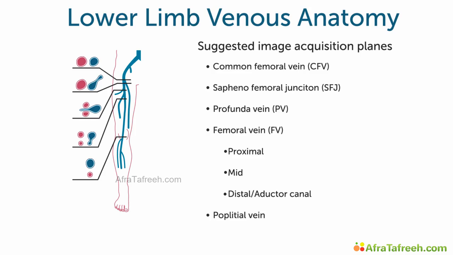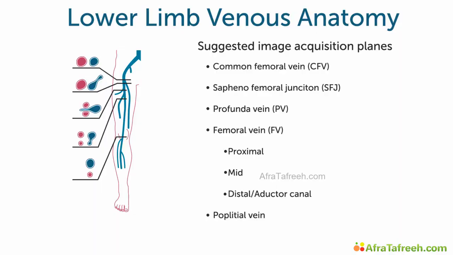The nomenclature of the leg veins changed many years ago so that the superficial femoral vein, which was the deep vein, is now the femoral vein, and the long saphenous vein is now the great saphenous vein. Just be aware that in some literature, people still refer to the deep system as the superficial femoral vein, when in fact it should be just femoral vein.